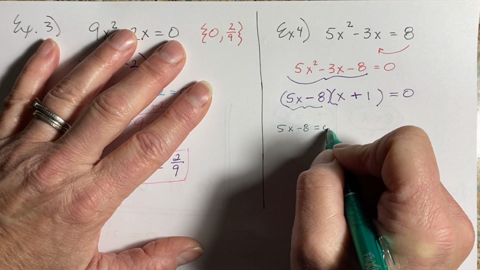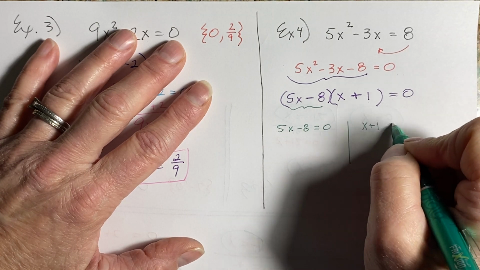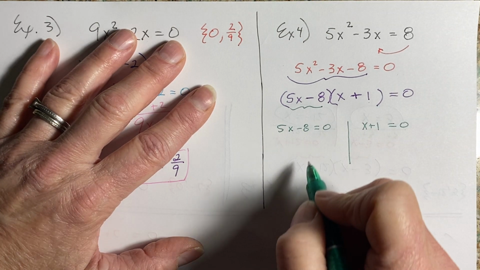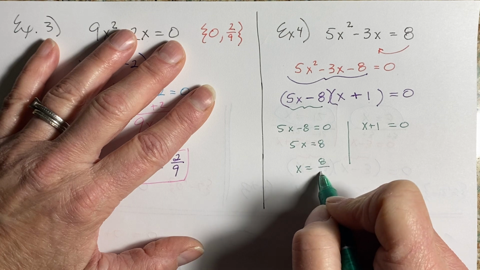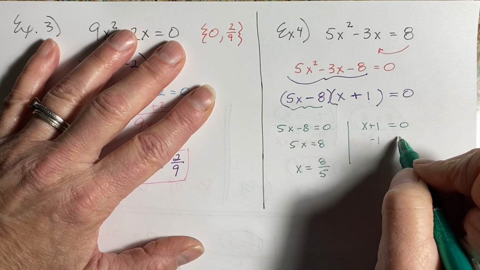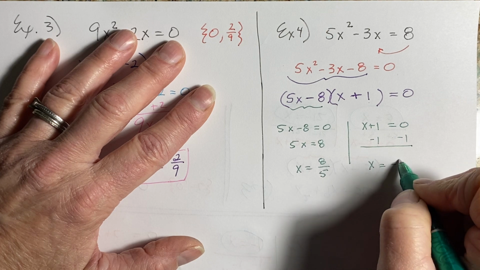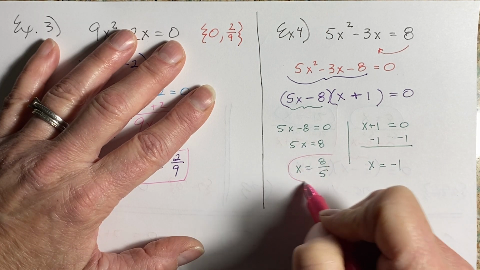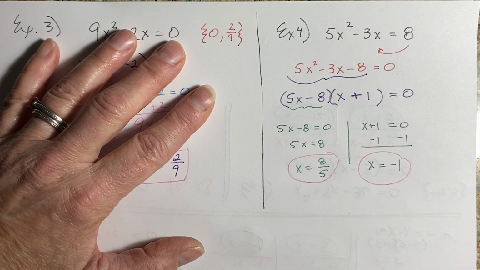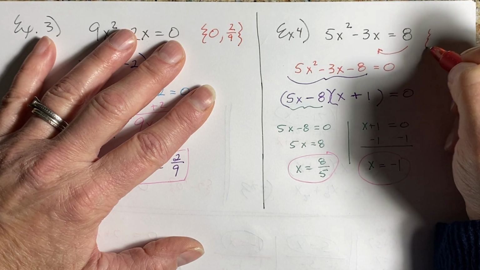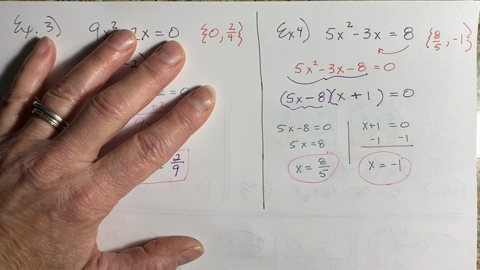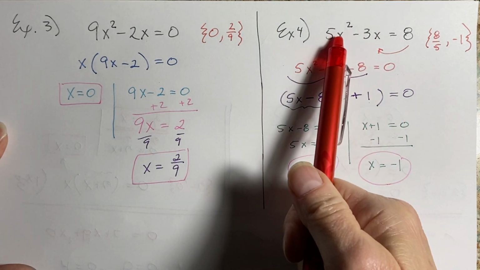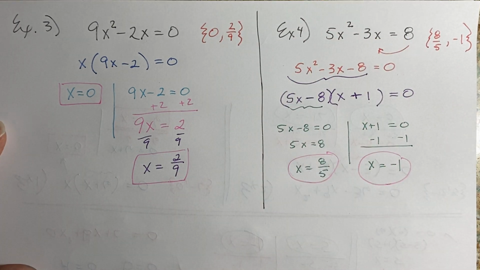5x minus 8 equals 0. X plus 1 equals 0. And 5x equals 8. Dividing out the 5, I have 8/5. This one, all I have to do is subtract the 1. X is -1. So there's my two solutions, 8/5 and -1. Both of those are solutions. So the solution set, 8/5 and -1. If you plug them into your original equation, it should check.